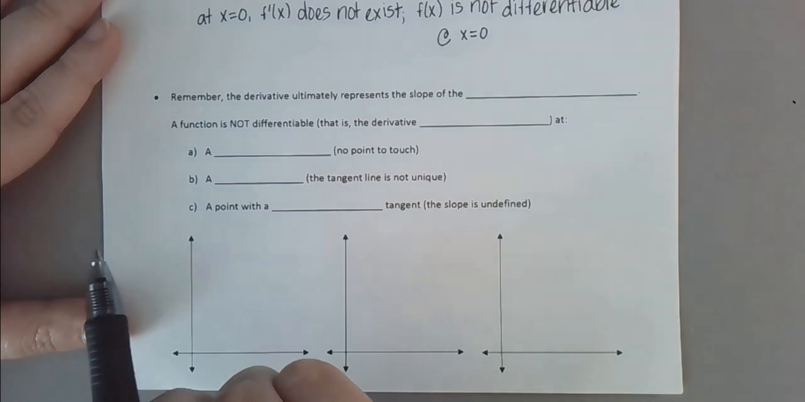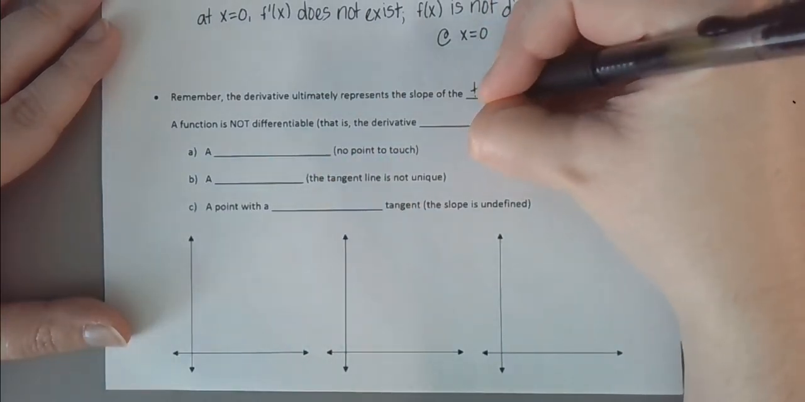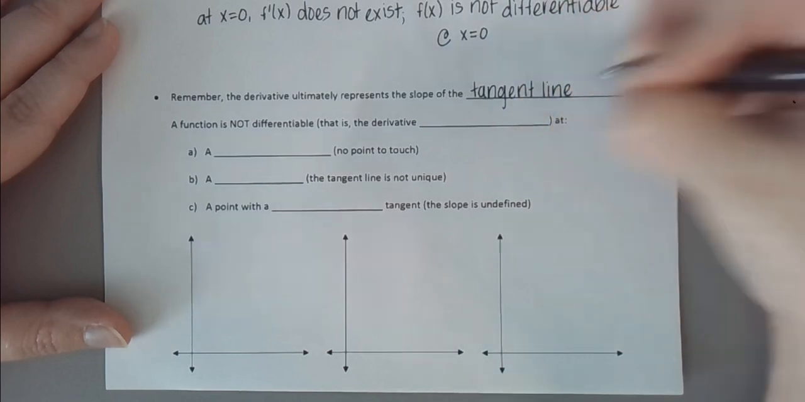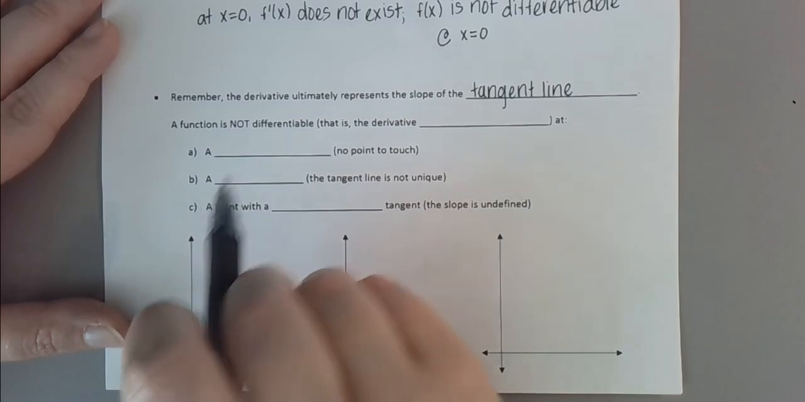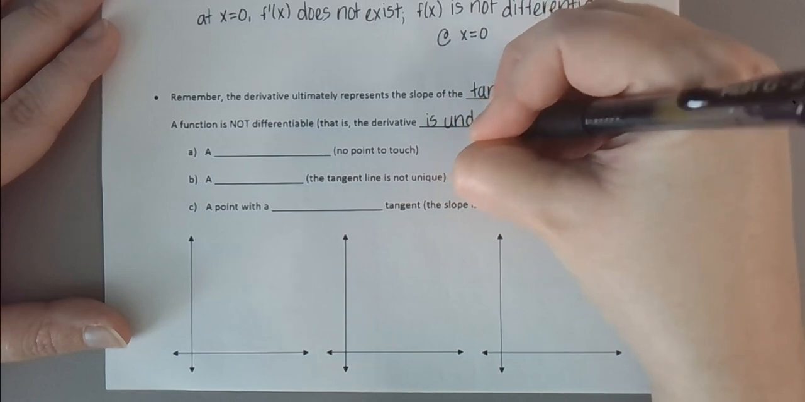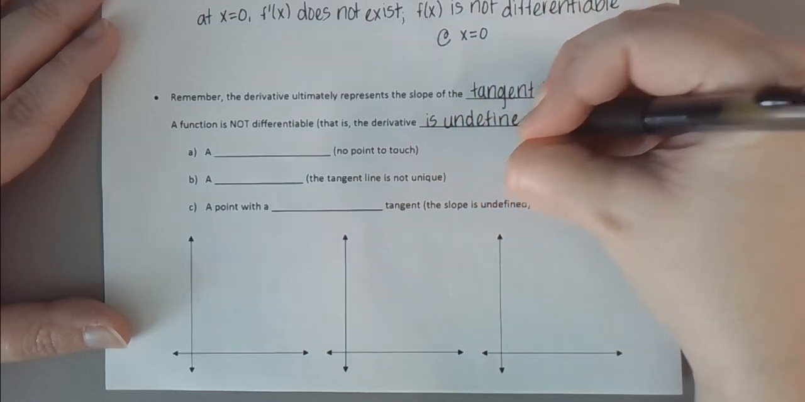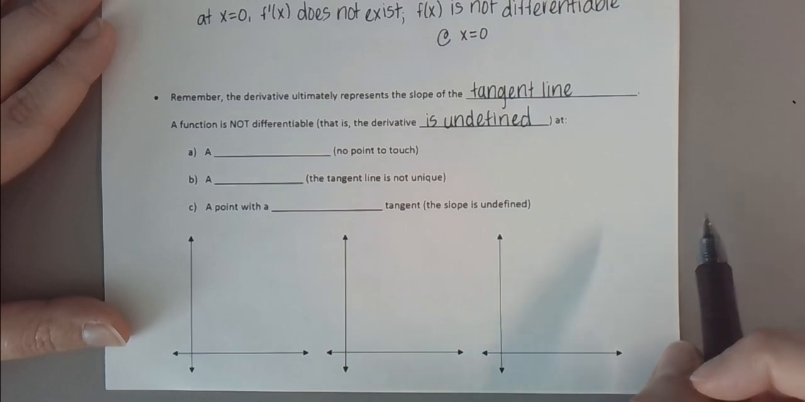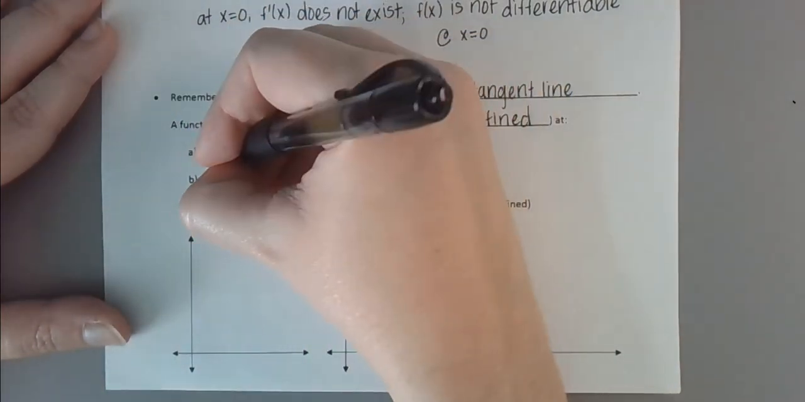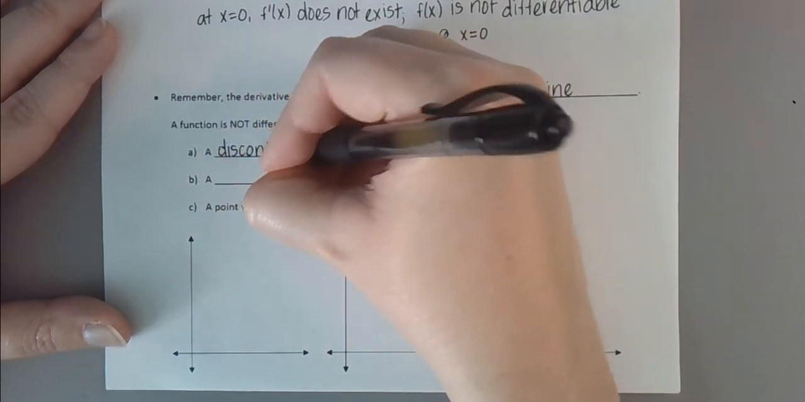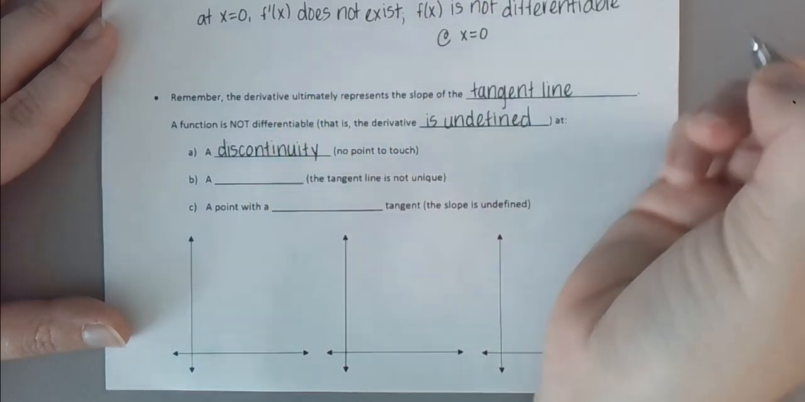So again, remember, ultimately the derivative represents the slope of the tangent line at a particular location on our function's graph. So a function will not be differentiable, in other words the derivative is undefined, under any of the following conditions. So 3 different situations we run into where we can't actually evaluate the derivative. The tangent line doesn't actually work the way it needs to. So number 1, you cannot differentiate at a discontinuity. Anywhere where there's a discontinuity in the graph, you cannot differentiate.